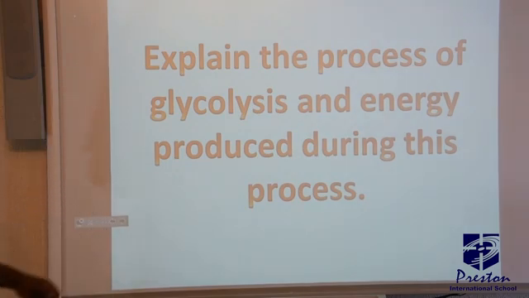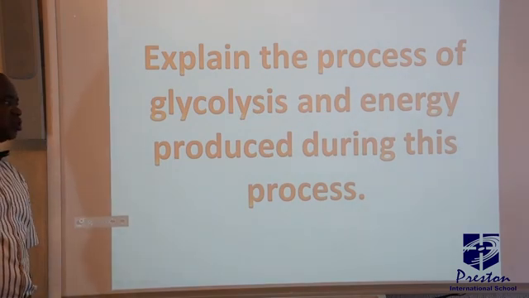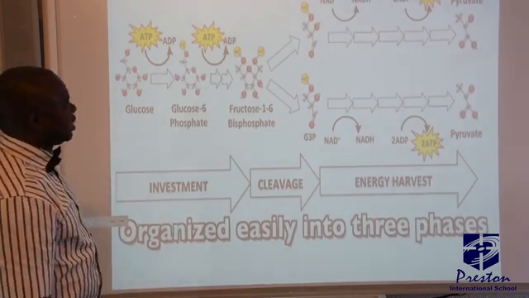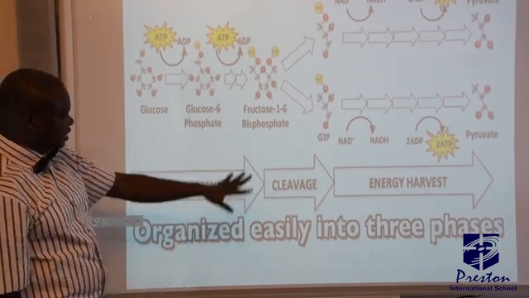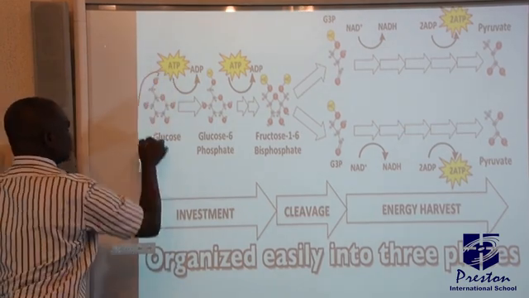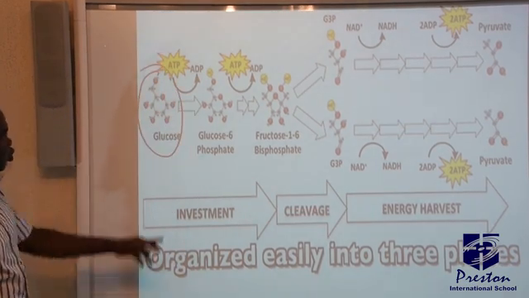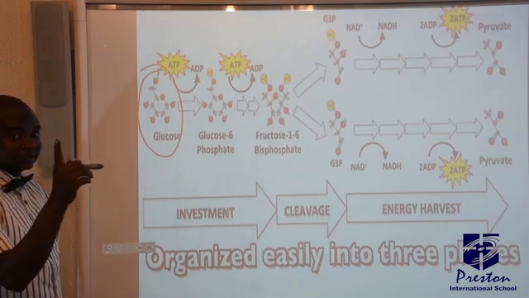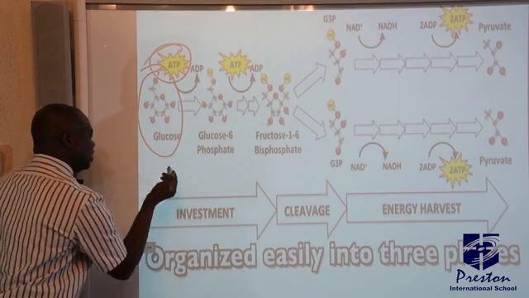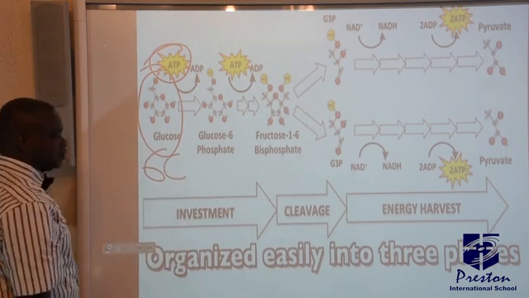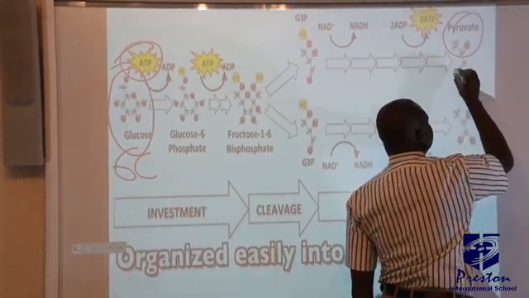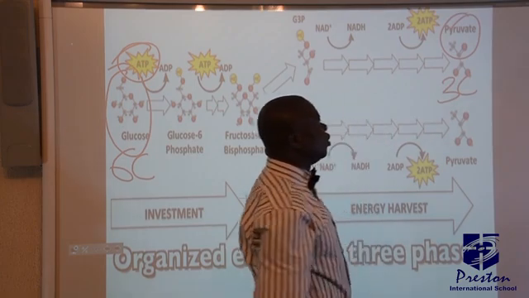Then we want to explain the process of glycolysis and energy production during this process. In one of our classes we tried to explain this, but I'm trying to bring it to you today in a better form. This is glucose. To break this glucose, energy is needed. That energy is obtained in ATP. Glucose contains how many carbons? A 6-carbon compound. It is broken down into a 3-carbon compound we call pyruvate.